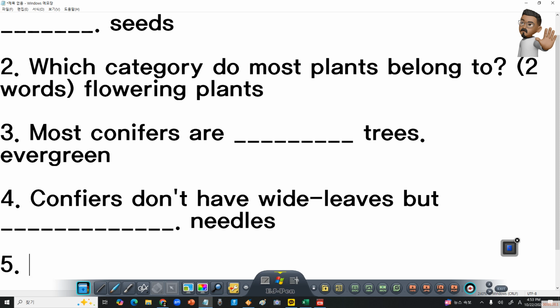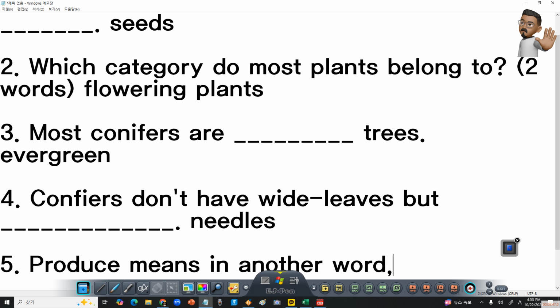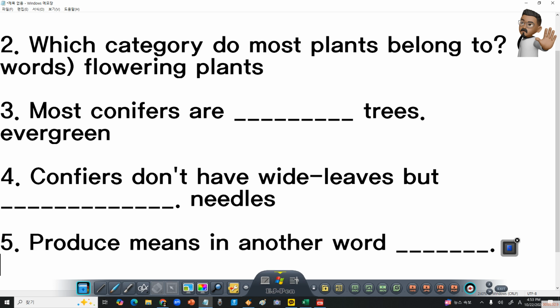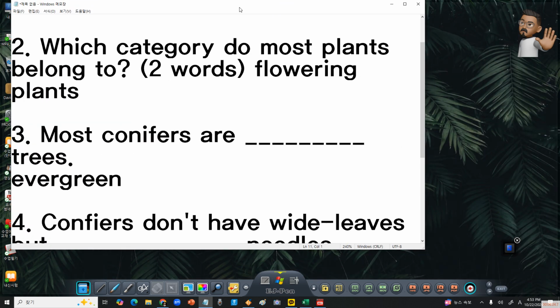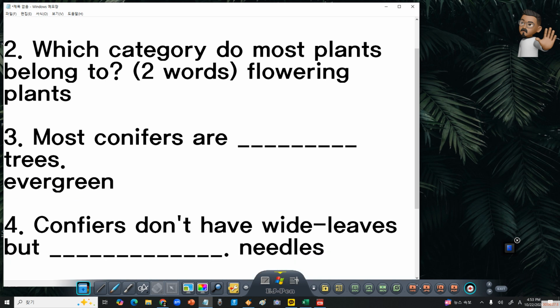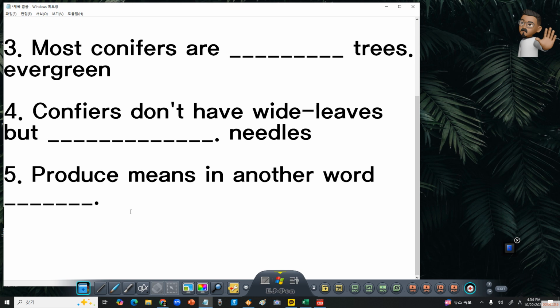Number 5, okay? Produce means, in another word, blank. Okay. I'll give you a clue. This word starts with P. P something. P로 시작한다고요? P. Oh, I'm sorry. M. Start with M. 1, 2, 3, up. McDonald? Nothing. It means make.